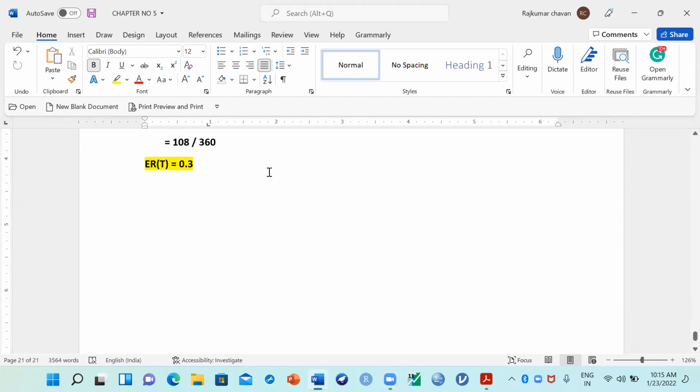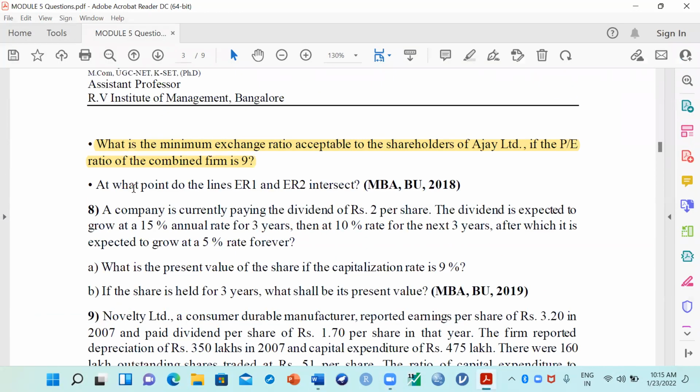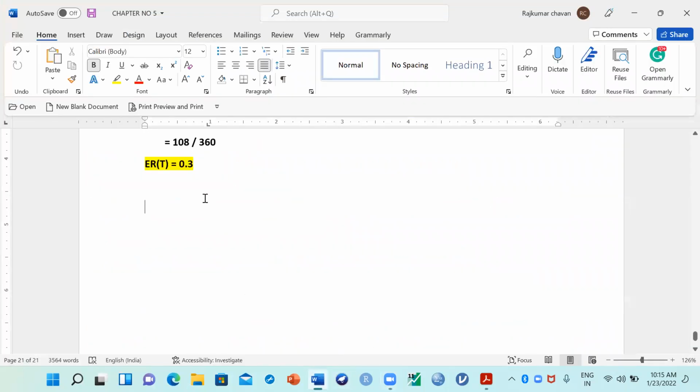In the question, the third part is telling, you have to try to understand this a little bit. You have to calculate at what point both the lines, ER1, that is the earning ratio of the acquiring firm, and the earning ratio of the target firm, will intersect. That is what they want us to calculate here. Based on this, you have to write down the line. At what point they meet, that is what they want to know. So let us go down.